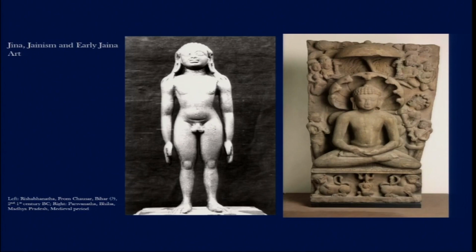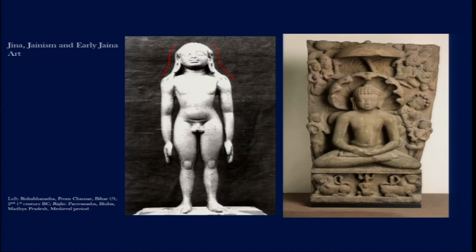So, for example, here we have an image of Tirthankara Rishabhanatha, and this particular figure comes from Chausa in Bihar, and was perhaps made somewhere between the 2nd and 1st century BC. In this one, we find open locks of hair represented on Rishabhanatha. These locks of hair are associated with Rishabhanatha and no other Tirthankaras.